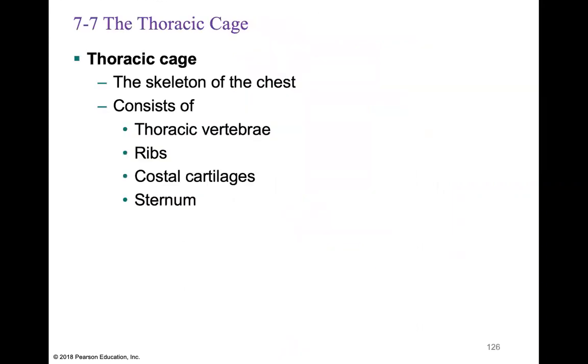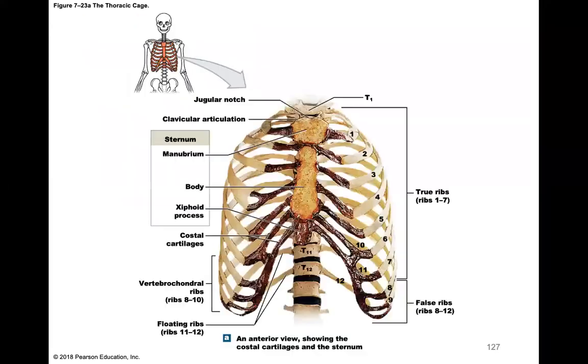All right, the thoracic cage. This is the skeleton of the chest. It consists of the thoracic vertebrae, your ribs, costal cartilages, and your sternum. Here is your thoracic cage. So we can see we have 12 pairs of ribs on either side for a total of 24 ribs. You can see the 12 thoracic vertebrae in the posterior part there. And then we also have our breastbone or sternum right here.